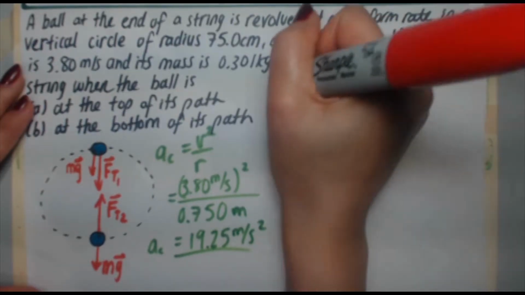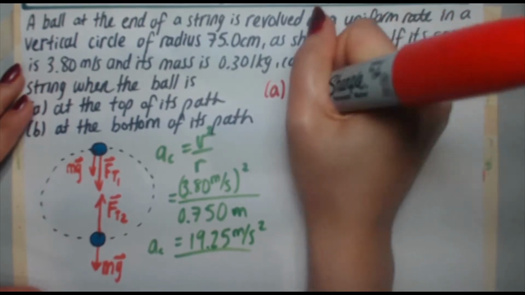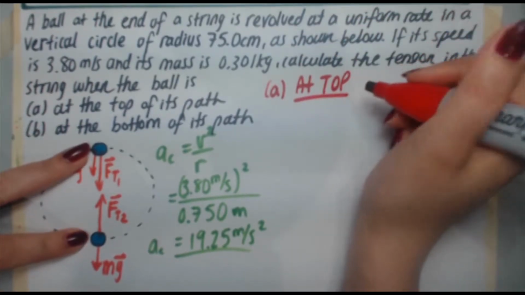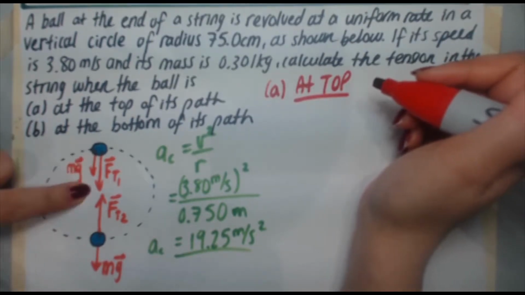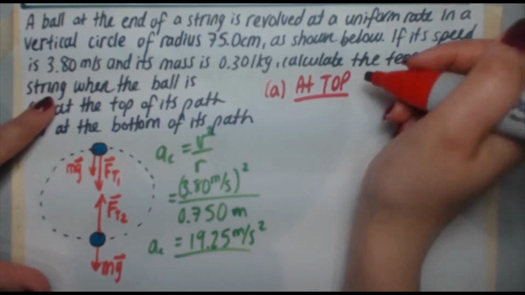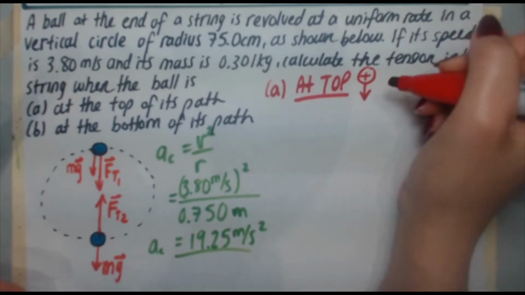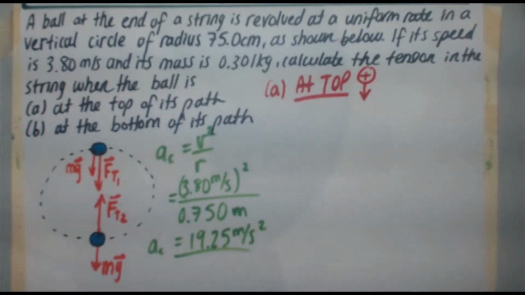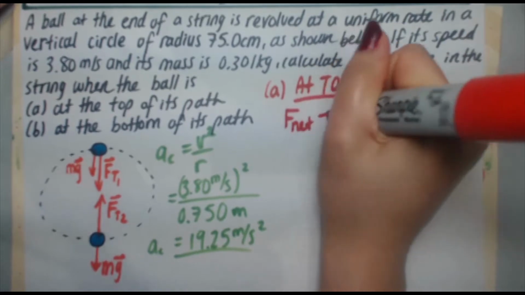Now, we're going to start with what's happening at the top first. Because we've got two different situations, I'm going to do two different positive directions. When we're at the top, because both forces are going down, I'm going to let down be the positive direction. Although it really doesn't matter, your signs will just be different. So I'm going to start with my F net equals ma.